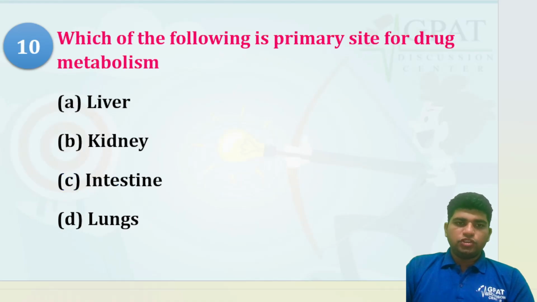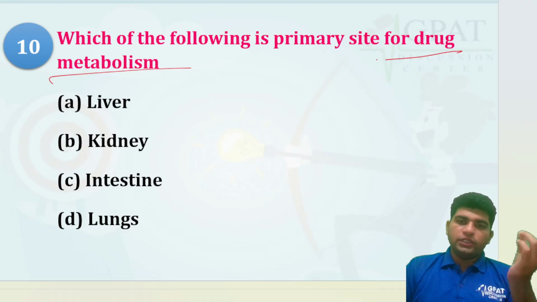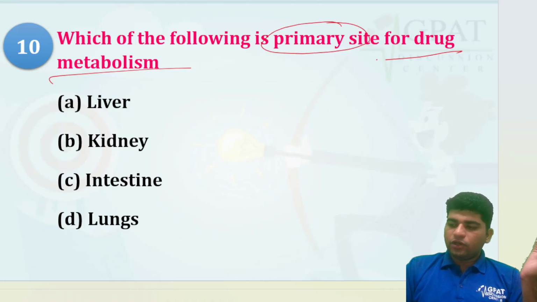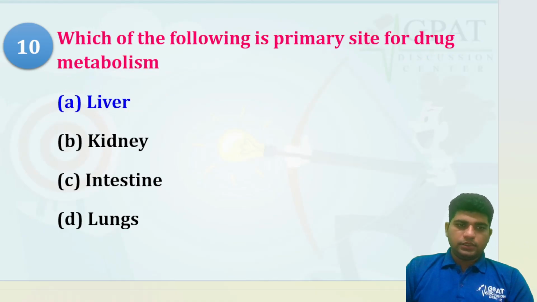Which of the following is the primary site of drug metabolism? I've just told you that the primary site of drug metabolism is the liver. Next.